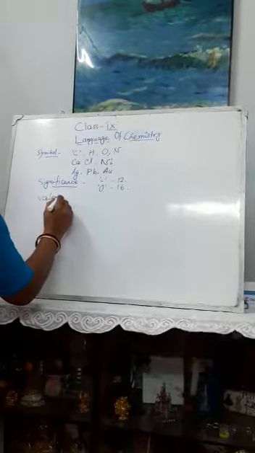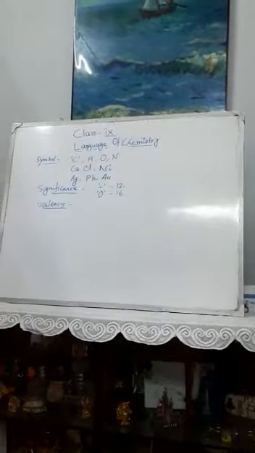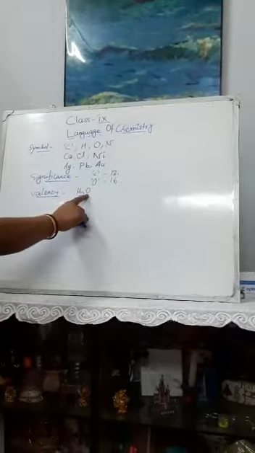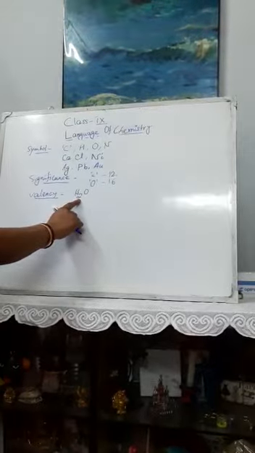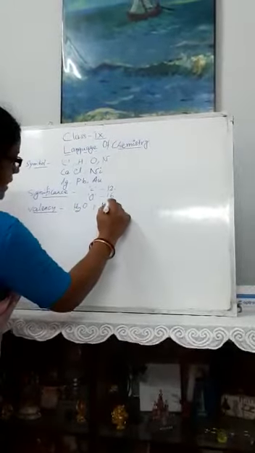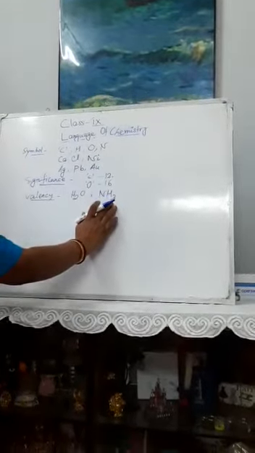Now valency. What is the valency? Valency is a combining capacity. That means how an element combines or reacts with another atom or another element. How can you calculate the valency? Valency of an element is the number of hydrogen atoms with which it can combine. Suppose I am writing H2O. So now see, one atom of oxygen combined with two atoms of hydrogen. So what is the valency of oxygen? It is 2.